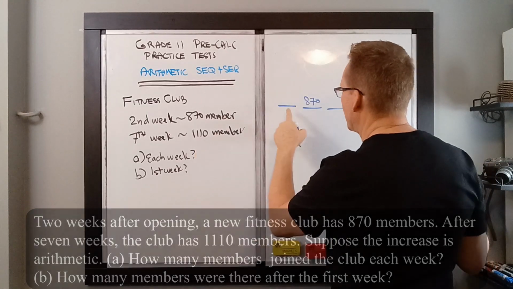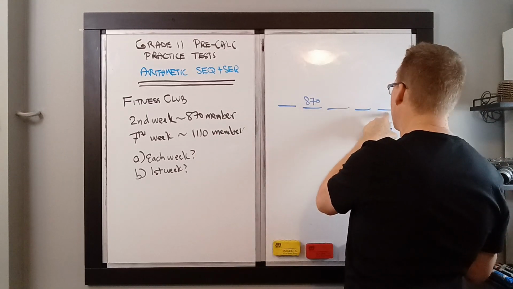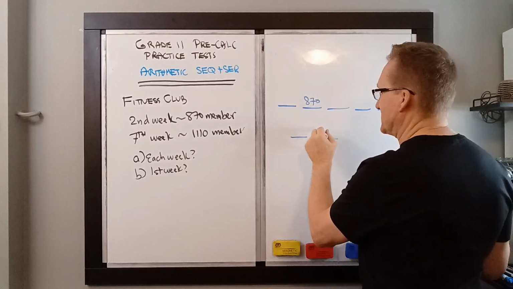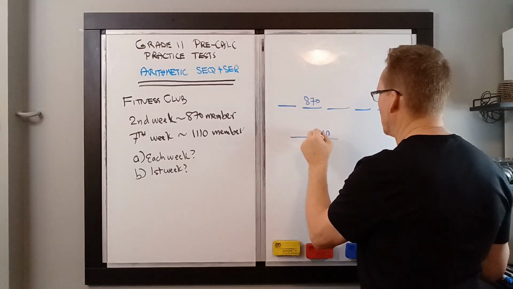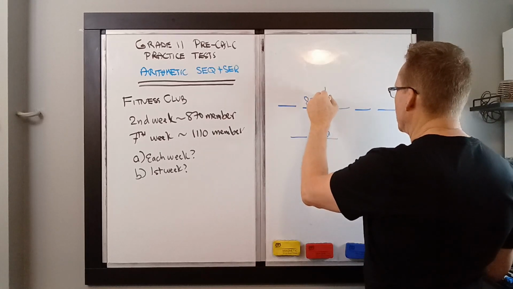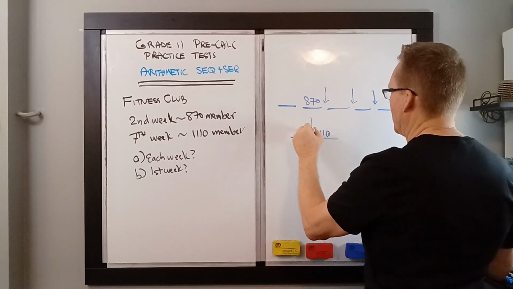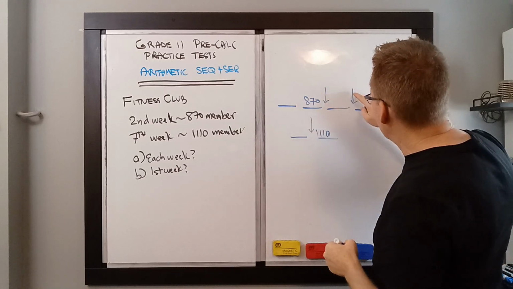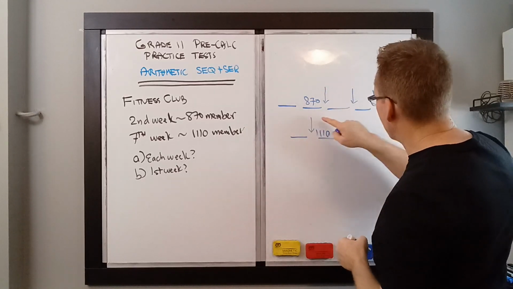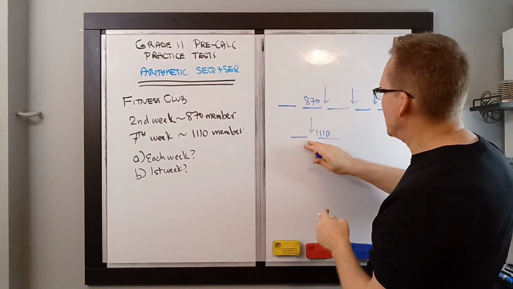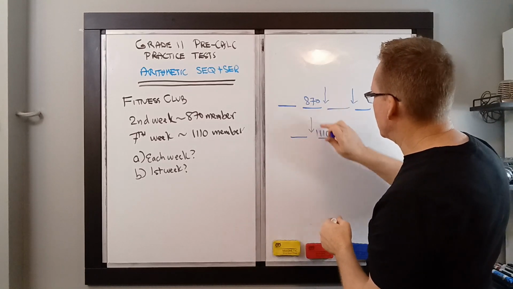And then at the end of the seventh week, 1, 2, 3, 4, 5, 6, 7. So we have 7 weeks here. And at the end of the 7th week, they have 1,110. So think here, there's a space here, 2, 3, 4, 5. We're going to have to add something 1 here, 2, 3, 4, 5 times. This represents the space in here. So we're going to have to add something 5 times to this to get this.